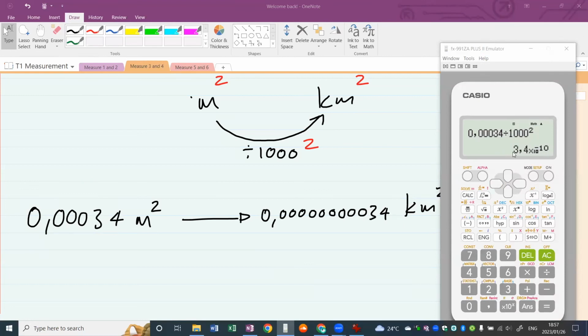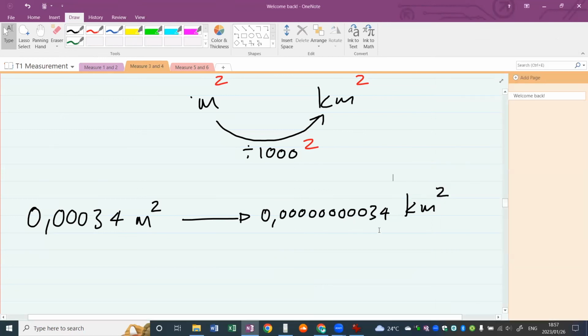So what it's saying is it's 3.4 with 10 zeros behind the 0. I know how to convert scientific notation into normal notation. It's just that there's not enough space on my calculator screen. That's the only reason why I've got 3.4 times 10 to the minus 10. But it's a very, very small number. It's got 10 zeros in it.